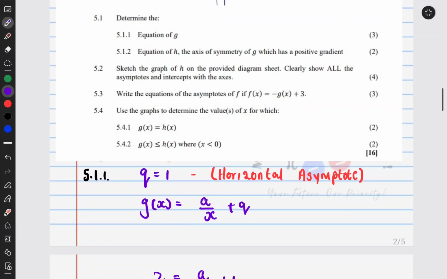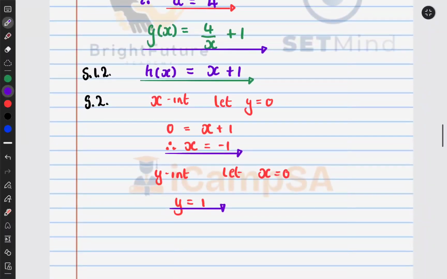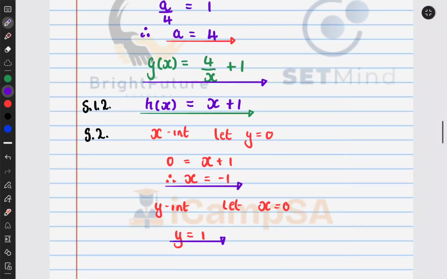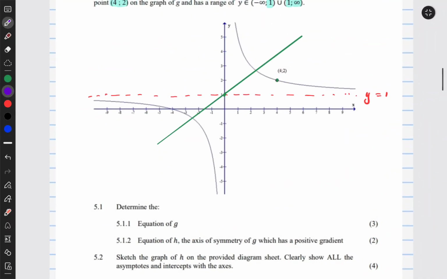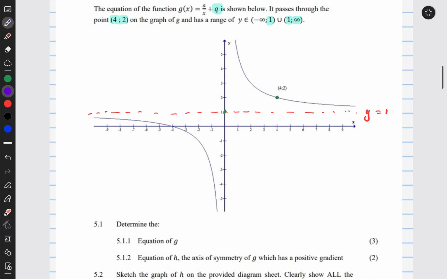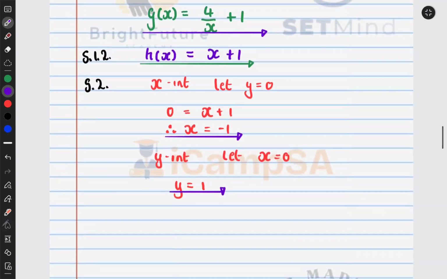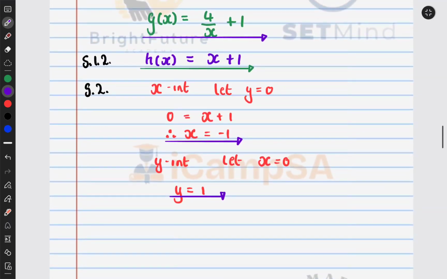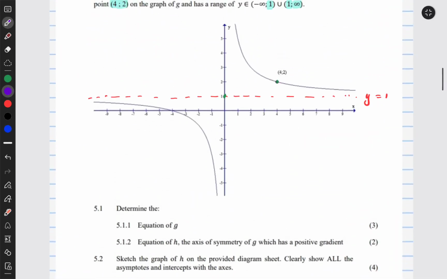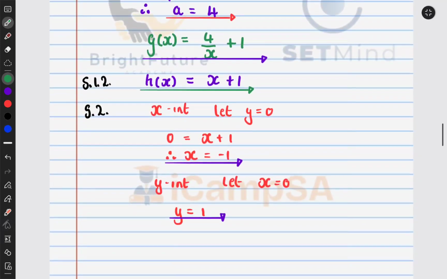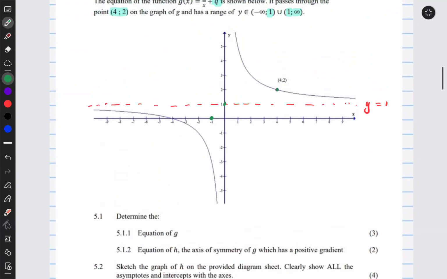Once we have those 2 points, we have to go ahead and sketch. So we have (-1, 0). This one was not drawn to scale. The x-intercept is (-1, 0), so it's going to be here, and the other point is (0, 1). It passes through the asymptote, so it's here. So the function will join the 2 points.